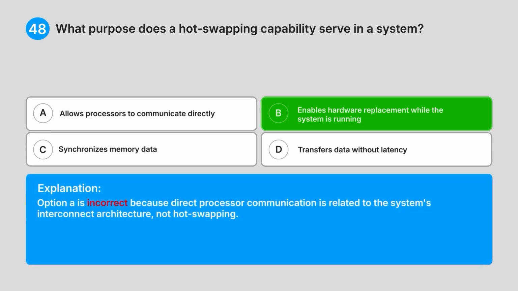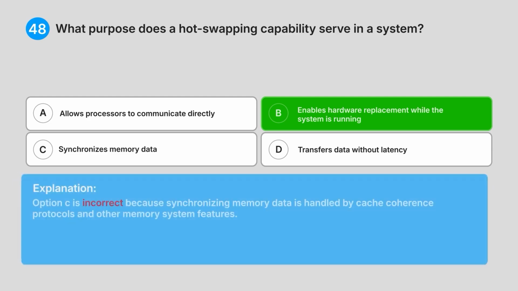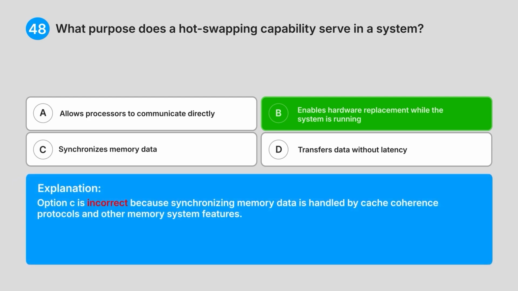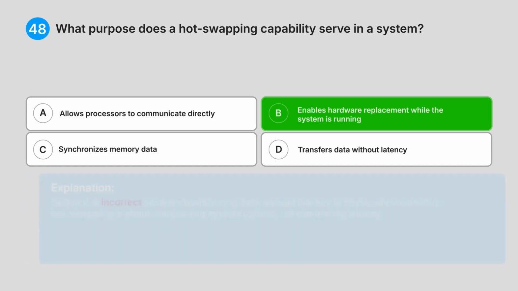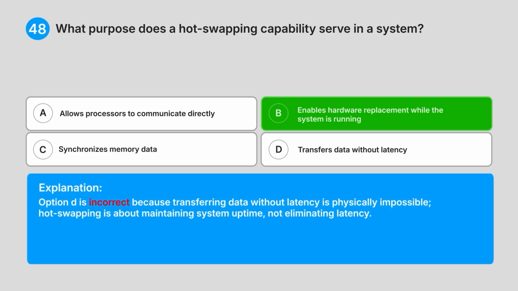Option A is incorrect because direct processor communication is related to the system's interconnect architecture, not hot swapping. Option C is incorrect because synchronizing memory data is handled by cache coherence protocols and other memory system features. Option D is incorrect because transferring data without latency is physically impossible. Hot swapping is about maintaining system uptime, not eliminating latency.